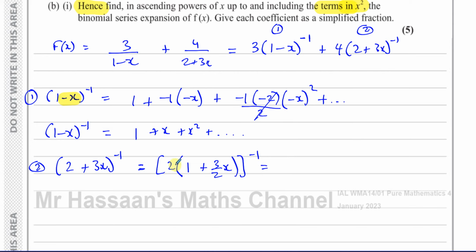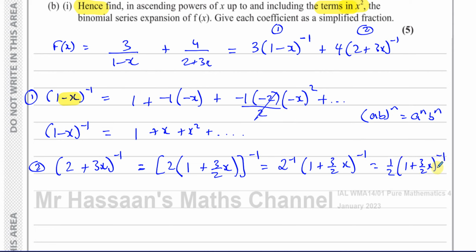So what we can do now, we can split this into 2 parts, just like if I have a times b to the power of n, I can write that as a to the power of n times b to the power of n. So if I have this to the power of minus 1, 2 to the power of minus 1 times 1 plus 3 over 2 x to the power of minus 1. All right, that gives me a half, because 2 to the power of minus 1 is a half. 1 plus 3 over 2 x to the power of minus 1. So now this part here becomes that. All right, now I can expand that. So I'm going to leave the half with it so that I don't lose that half there.